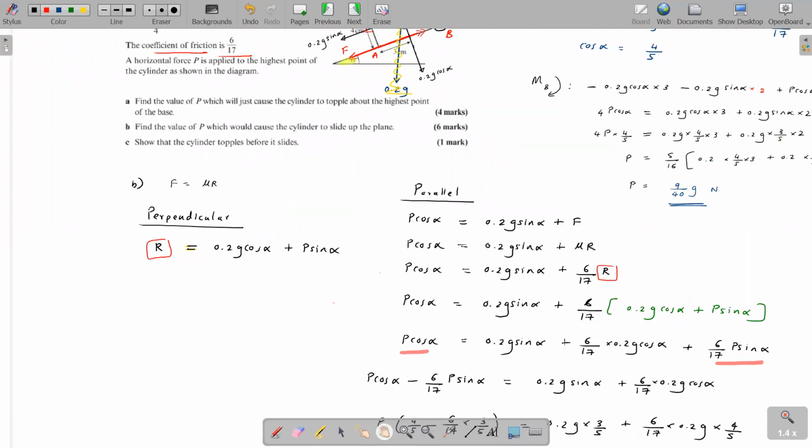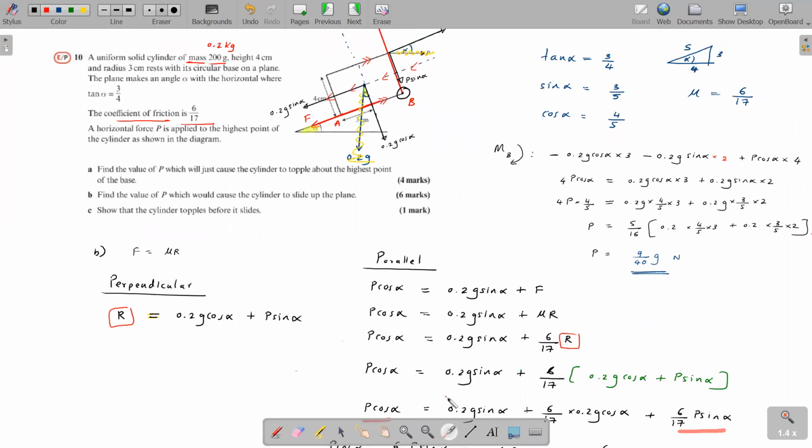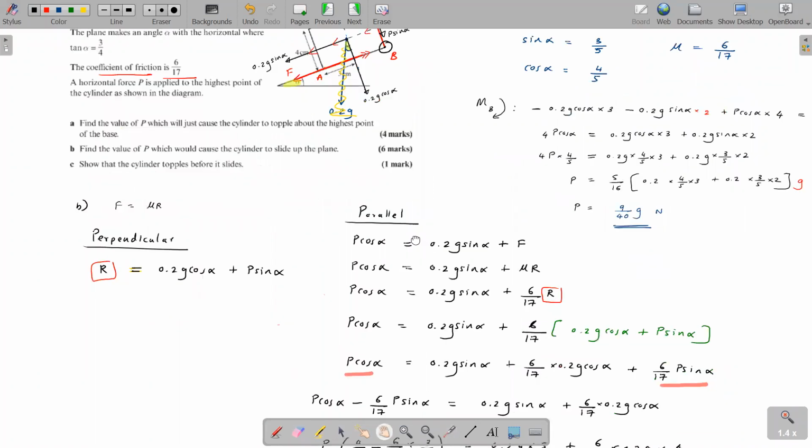And then guys, in part 3, they ask for 1 mark, show that the cylinder topples before it slides. All right. So now you have to show that it's going to topple before it actually goes to slide. How do you show that? It's actually quite simple, right? It's just 1 mark. The thing is, you found 2 P values here. In part A, you found the P value that causes the cylinder to topple. And in part B, you found the P value that is going to make the cylinder slide. So let's compare the 2 P values.